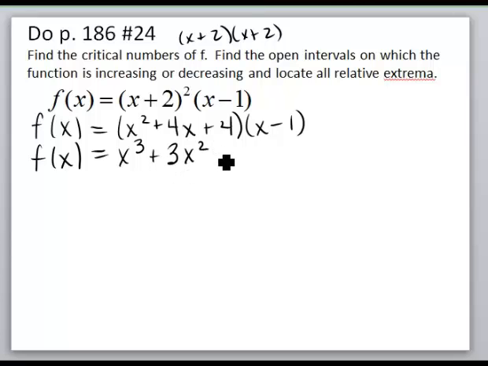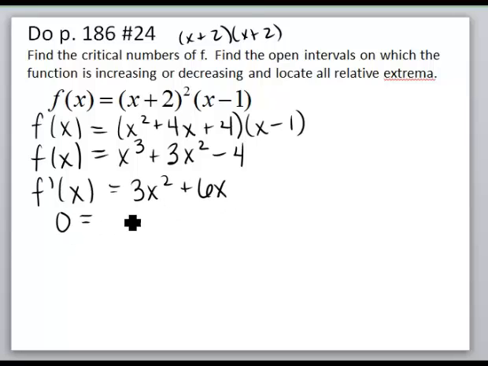Now you may need to multiply those all out to come up with this value, but to save a little time, I'm going to go ahead and just tell you what that equals. F prime of x then ends up being 3x squared plus 6x. Now we're looking for those critical numbers, so we're going to set this equal to 0. There are no values we need to test where the derivative does not exist because there's no fraction. We can factor out 3x, and we're left with x plus 2.